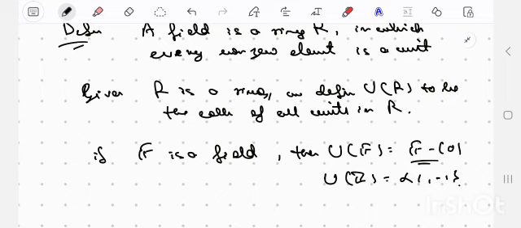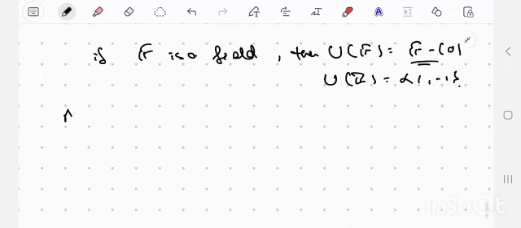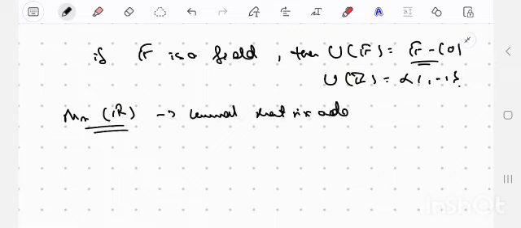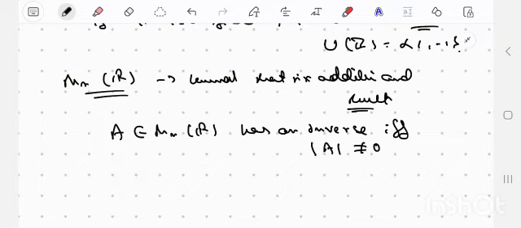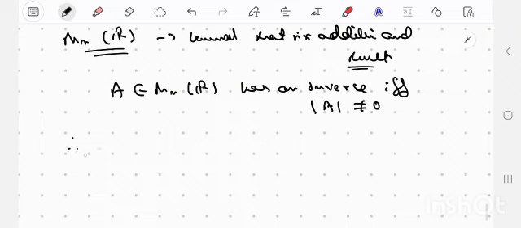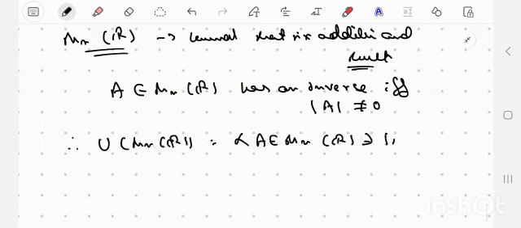Clear? Consider again a non-trivial example. Consider the collection of all matrices over, let's say, a field. Okay, you can choose this to be Q, R, or C, whatever. For simplicity, let us consider all n cross n real matrices, with respect to usual matrix addition and multiplication. Then we know that A in M_n(R) has an inverse if and only if the determinant of A is non-zero, right? So it having an inverse is equivalent to saying that it is a unit, right? Therefore, U, the collection of all units in M_n(R), is the collection of all such matrices in M_n(R) such that determinant of A is non-zero.